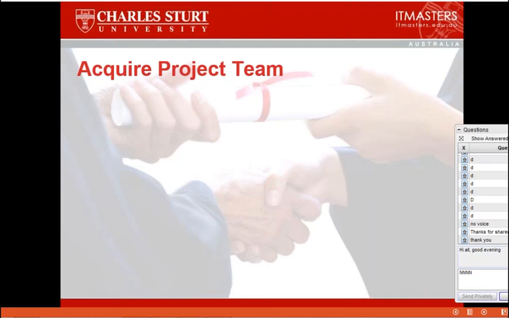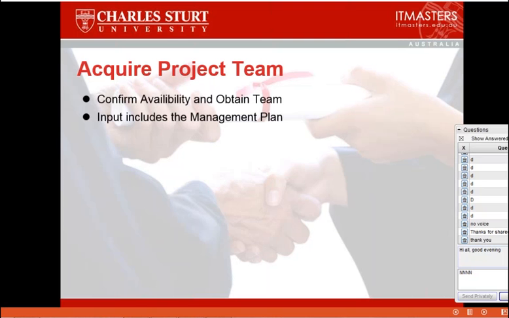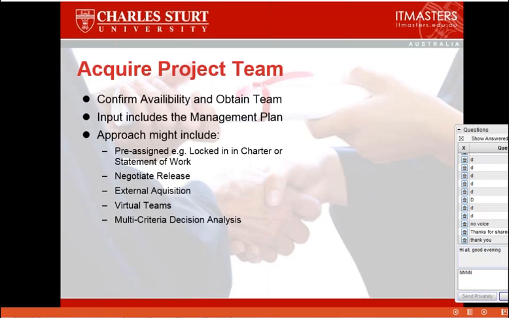Moving on to acquire project team, you need to confirm availability, obtain the team, and the inputs include your project management plan, which is the human resource management plan, which also includes your staffing plan. You may have pre-assigned staff. These are locked in the charter. They are already determined by the sponsor, or the statement of work said you're telling your customer these are the people we're going to have on the project. So that's already predetermined. Negotiate release from your various departments in the organization.